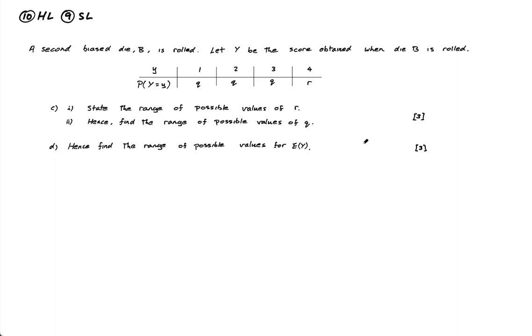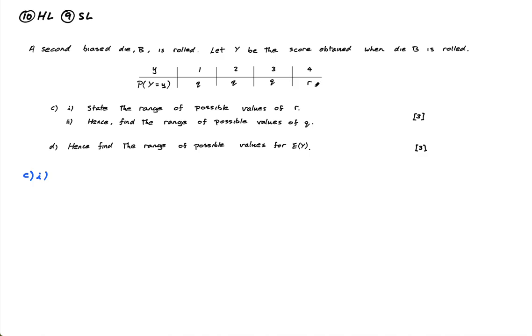Okay, so part C. He says a second biased die B is rolled, and Y is the score obtained when the die B is rolled. C part I. State the range of possible values of R. Okay, so R, let's firstly understand that R is a probability. So what can probabilities range from? Well, they can range from 0 to 1.